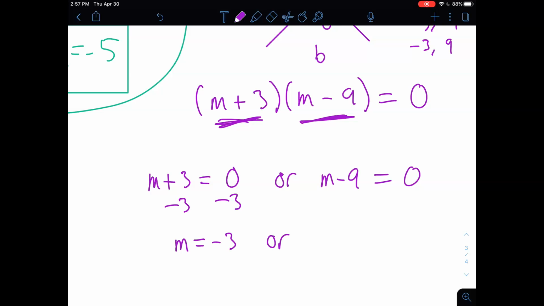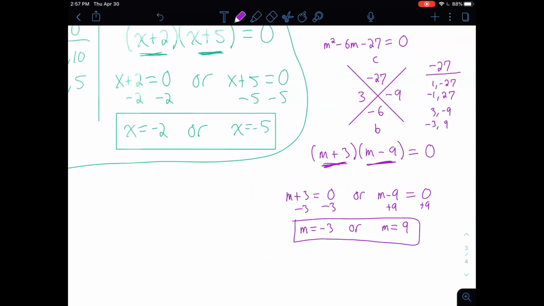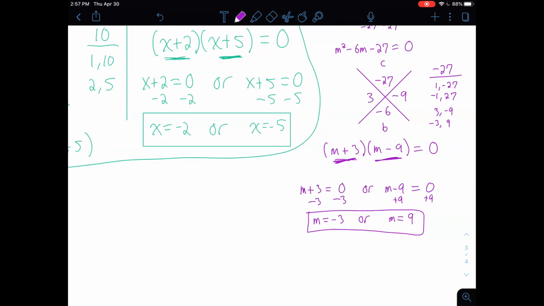Or how do we solve for m over here? We're going to add 9. m is going to equal, what's 0 plus 9? It's going to be positive 9. So the answers, and this is what the actual answer is. If I plug that into the original problem, let's just plug it in really quick. Just follow along with me. Don't do the work. So we had m squared minus 6m minus 27 equals 0.